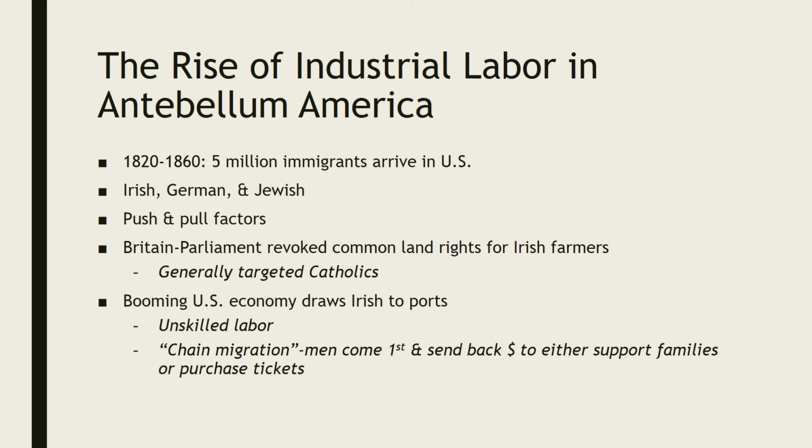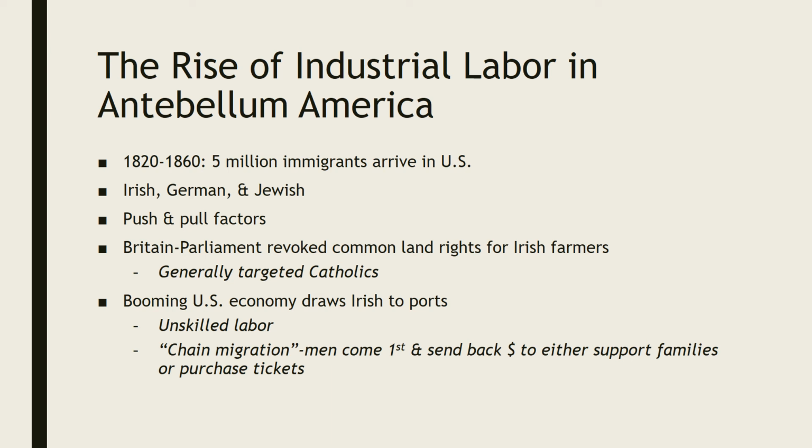So the last major change we're going to talk about in this discussion of the market revolution is immigration. Between 1820 and 1860, 5 million immigrants are going to arrive in the United States. They are primarily Irish, German, and Jewish at this time. They come for a variety of push and pull factors, as we call them, things that push them out of their home countries and things that pull them into the United States.